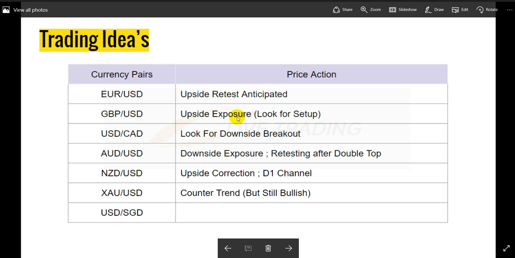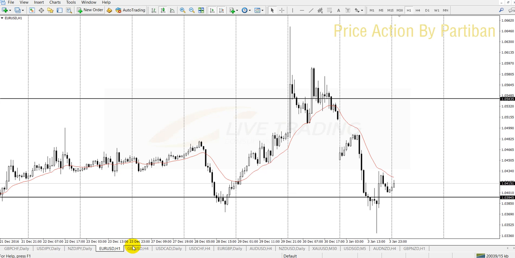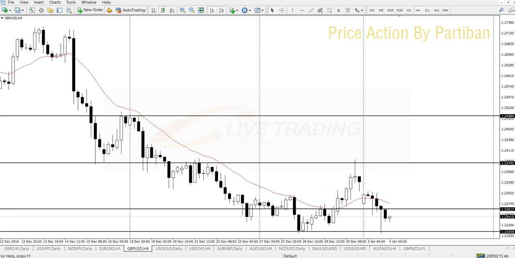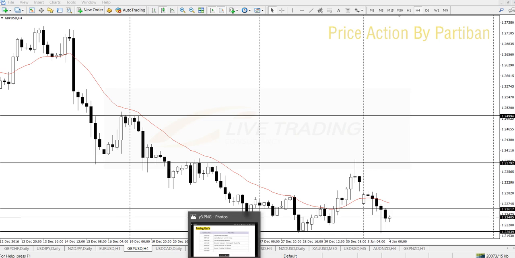Pound sterling: upside exposure, look for setup. We were looking for an upside setup. The market formed a double bottom, created a higher high, and then a retest. There's a pin bar here. Even if you set a pending order here with the stop loss here, your trade didn't trigger. They pulled down further to give an indication that it's going to go up. So this is a very good indication that you can place your pending buy stop trade here, stop loss over here. If at all it triggers below this, then you just remove your pending trade. That's for pound sterling, yesterday's trading idea.